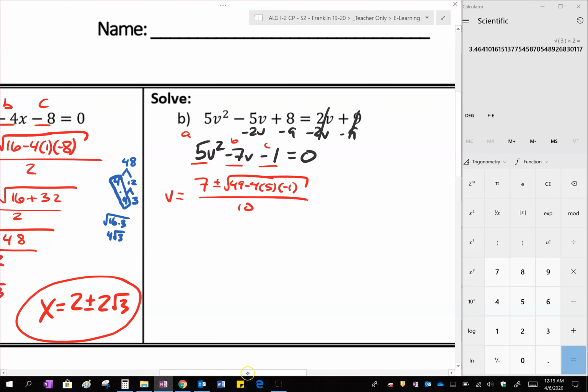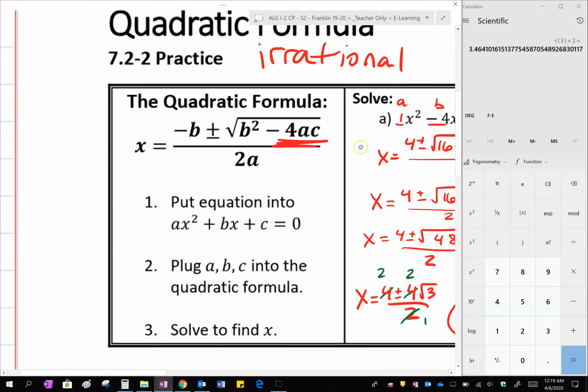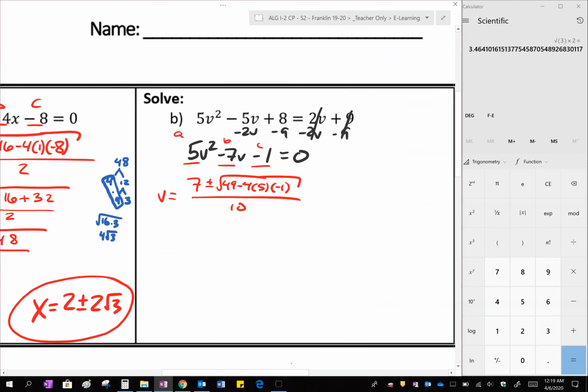Remember that inside of the square root is 4ac, 4 times a times c. There's always a 4 in there. So v equals 7 plus and minus the square root of 49. It's going to be plus because we have those two negatives. 4 times 5 times 1 is 20 over 10. So we got v equals 7 plus and minus the square root of 69 over 10.